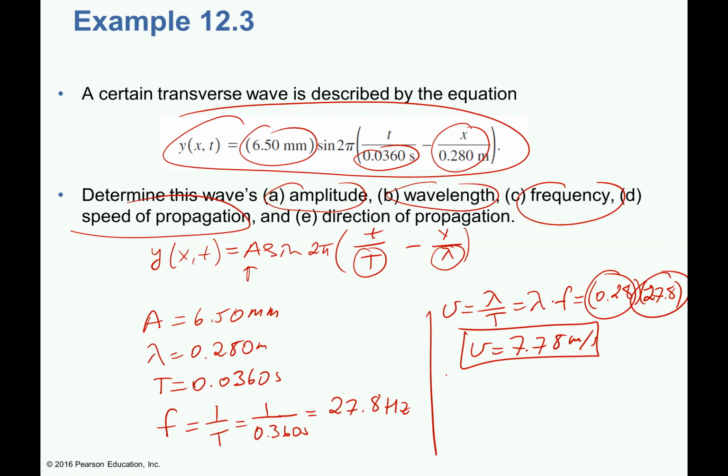The last one is the direction of propagation. If you remember, I mentioned that the negative sign inside the argument of the sine gives you that information. The negative over there indicates that it's moving to the right. So negative means to the right, positive inside would mean to the left.